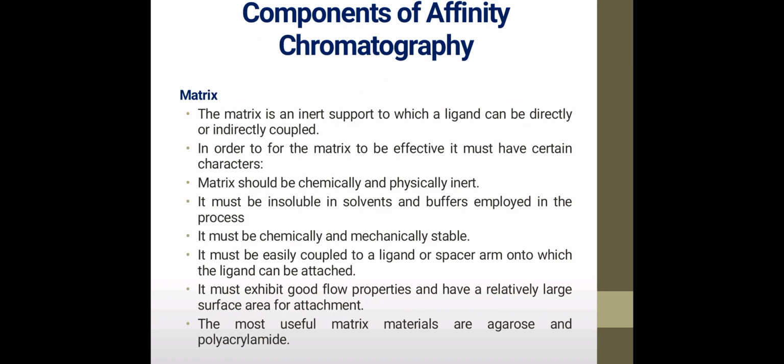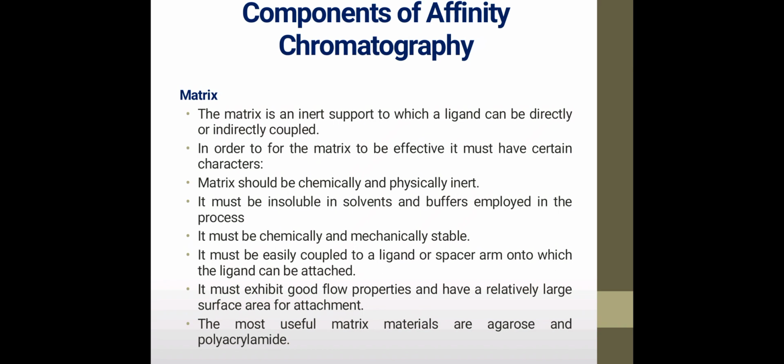Now we will see the important components that are actually involved in this affinity chromatography. The first and foremost important thing is the matrix. The matrix is the inert support to which a ligand can be directly or indirectly coupled. So this is the stationary phase material that will be packed. In order for the matrix to be effective, it must have certain characters. The matrix should be chemically and physically inert.